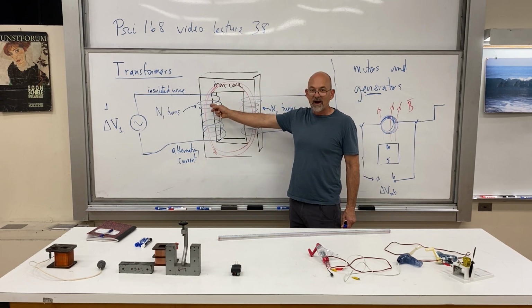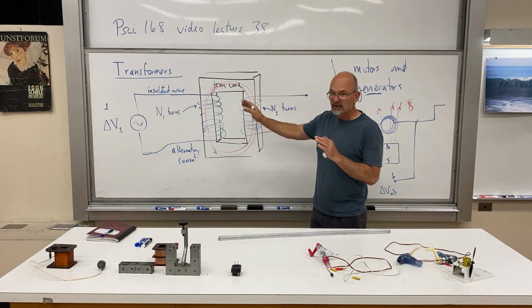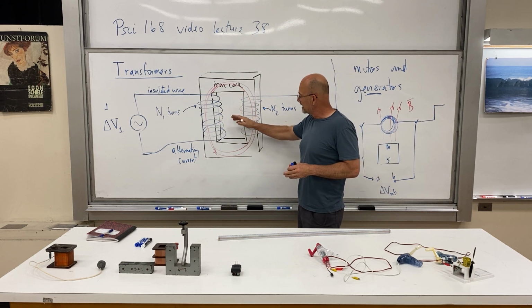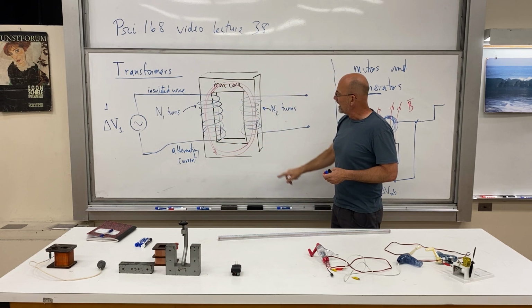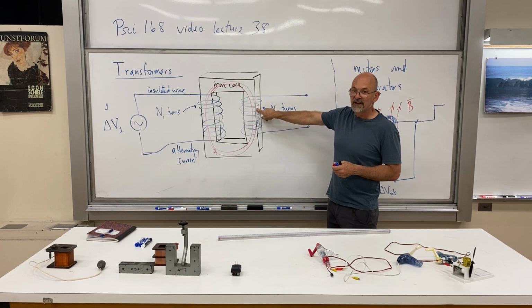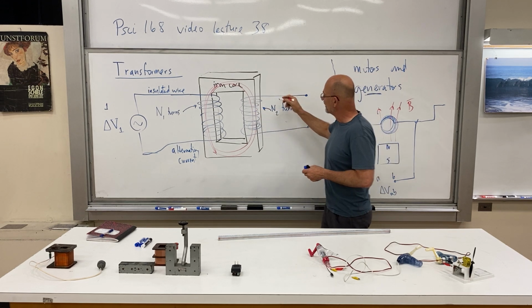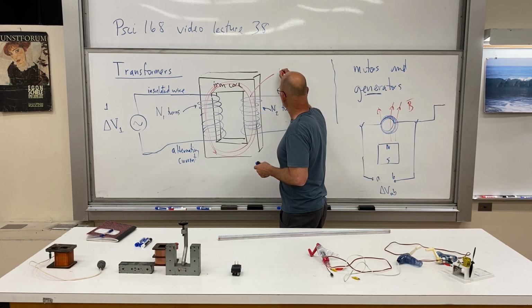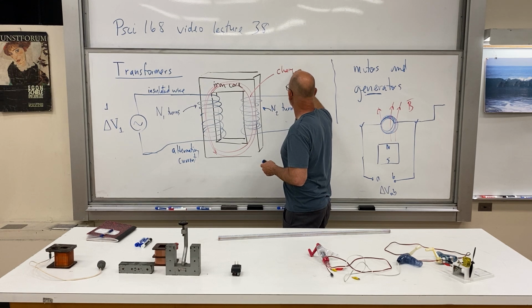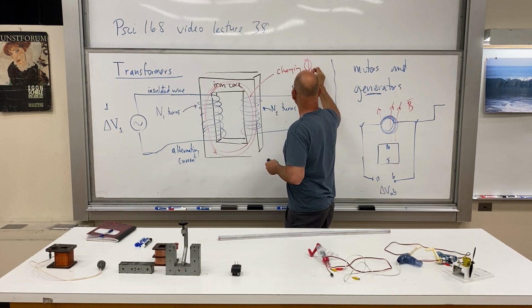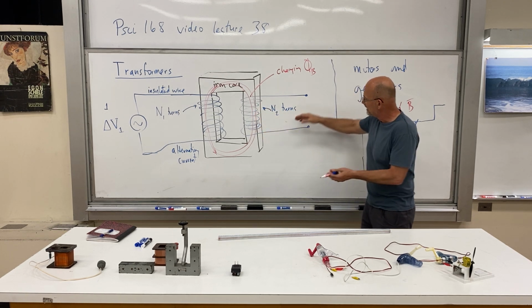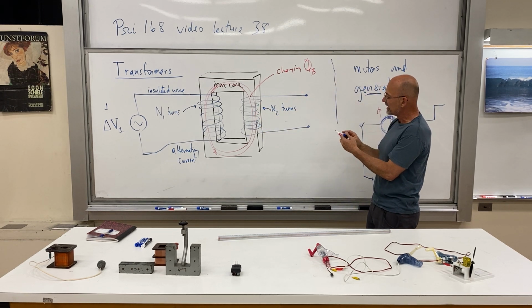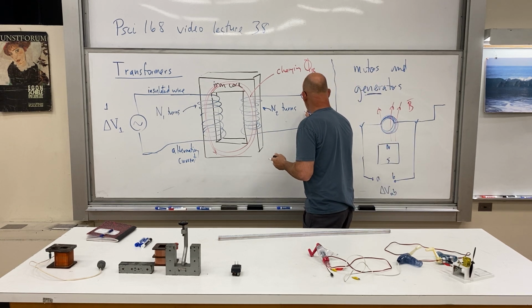They are changing in direction all the time, and what's our law? Faraday's law: a changing magnetic field is going to give us a changing flux through these coils here. And particularly on this side, we now have a changing flux, so a changing voltage over this side, and we're going to end up with delta V sub 2.